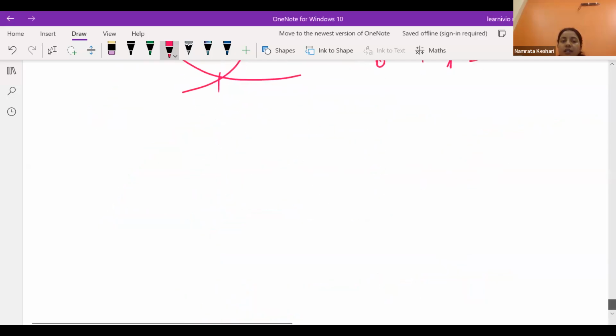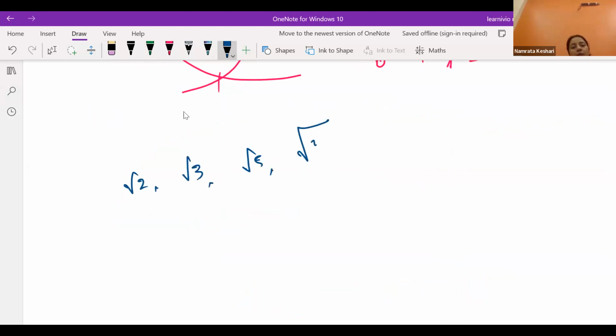I'll be explaining it again in detail, but at that time you have to have pen, paper, pencil, scale, everything in front of you. So how to locate root 2, how to locate root 3, root 5, root 9.3, root 3.5, all have the same process, and this is the process. Okay, let's move.